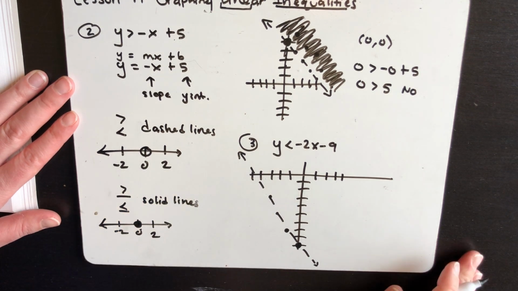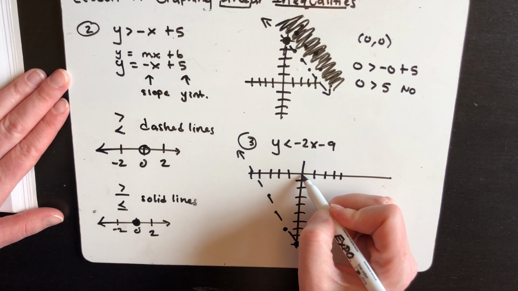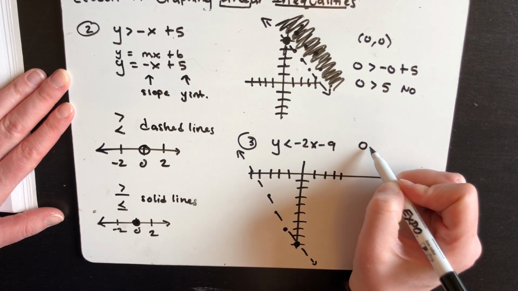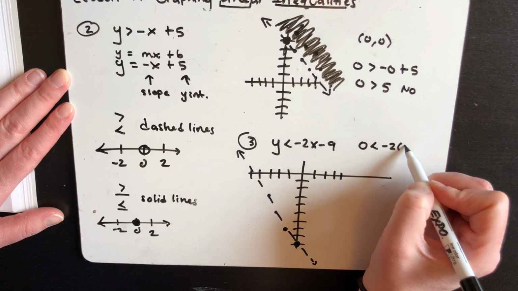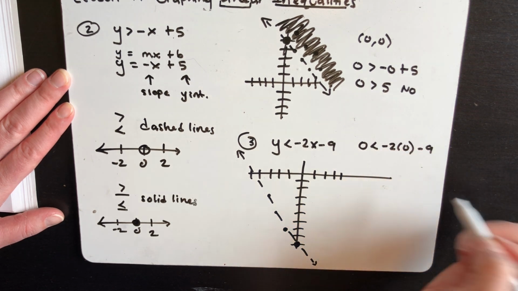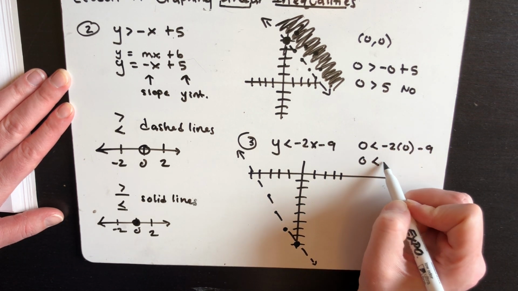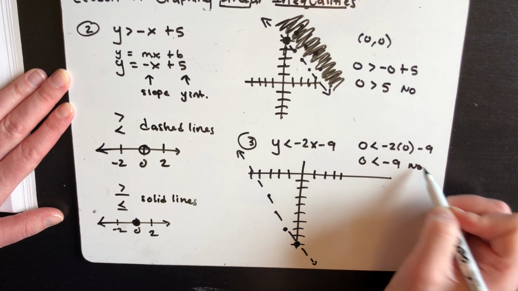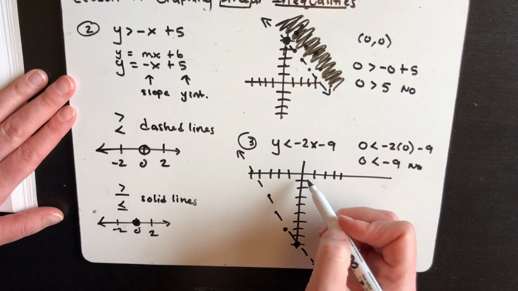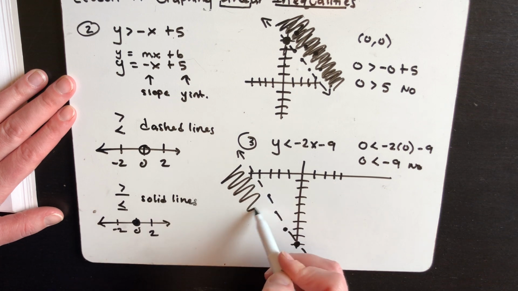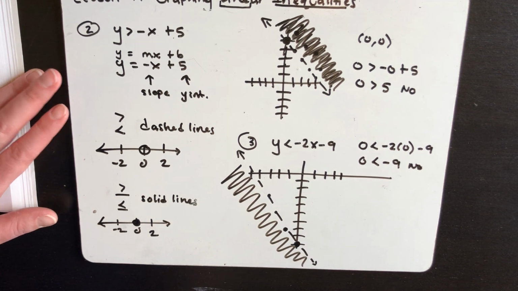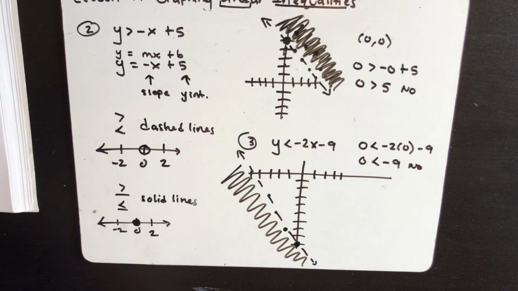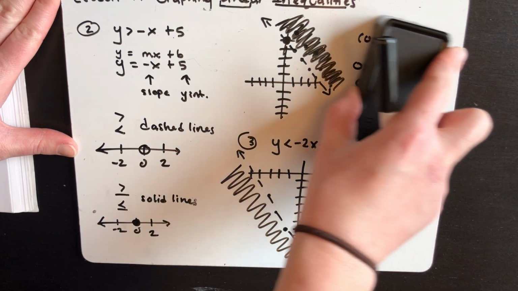And now I need to decide which way to shade. So I'm going to test the origin again. Is 0 less than negative 2 times 0 minus 9? Is 0 less than negative 9? No, so I don't want to shade (0, 0). I'm going to shade the opposite of (0, 0). All right, let's try another one.